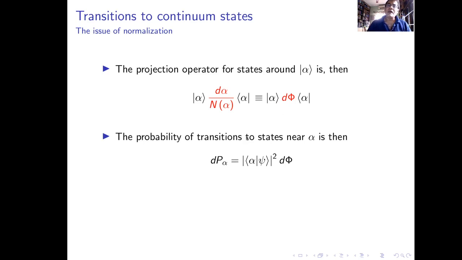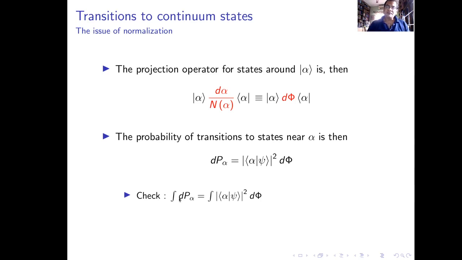So what is the probability of transitions to states near alpha? Well, all you need to do is apply this projector on the state psi, and that will give you the probability amplitude, and then you take the mod square and you end up with this result, alpha psi mod square d phi. Just to verify that this works, let's check this infinitesimal probability dp alpha of finding the system in a set of very close eigenstates parameterized by the eigenvalue range alpha to alpha plus d alpha.